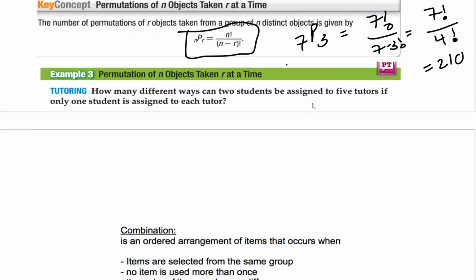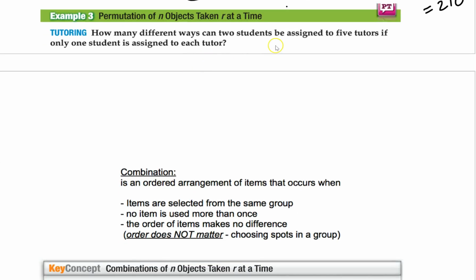So let's do an example. How many different ways can 2 students be assigned to 5 tutors if only 1 student is assigned for each tutor? So in this case, order matters. And now here's a trick for when order matters. I'm using nPr. Here's a quick trick: the bigger number should always be n. So this is my n, this is my r, right? This has to be the bigger number. So this is going to be 5P2.